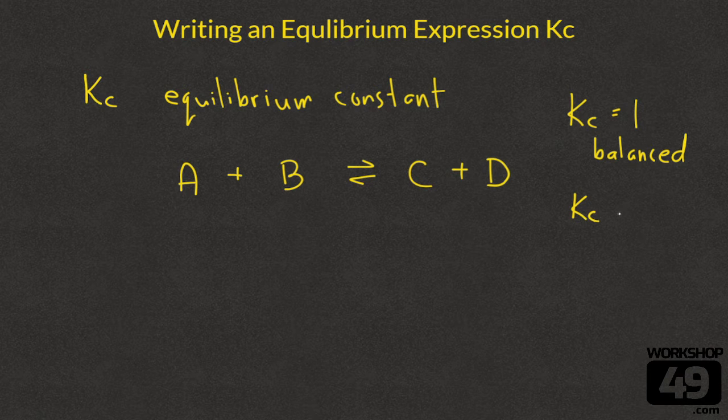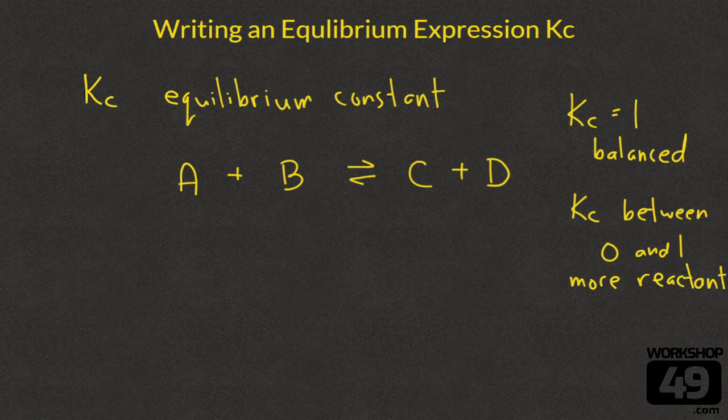If Kc is between 0 and 1, we will get more reactants. So when this reaction's all complete and we're like, hooray, we've done this, you'll have more reactants. And if Kc is greater than 1, you'll get more products. You'll get more product. Okay.